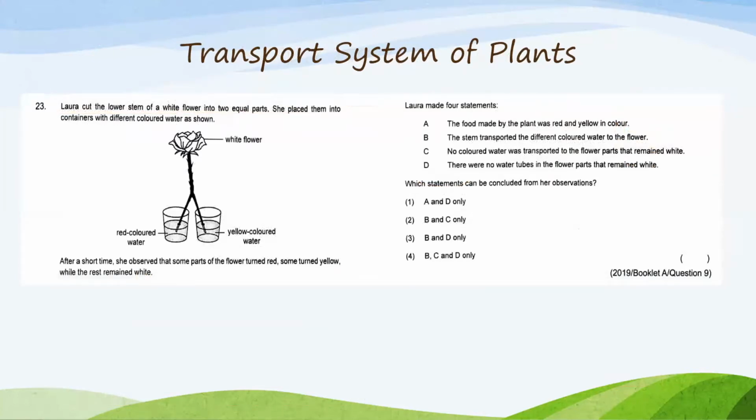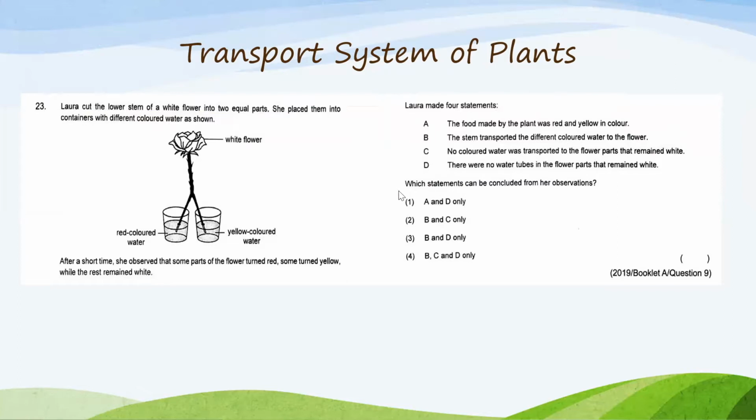The first one is that the food made by the plant was red and yellow in color. B, the stem transported the different colored water to the flower. C, no colored water was transported to the flower parts that remain white. D, there were no water tubes in the flower parts that remained white. So they're asking which statements can be concluded from observations. Basically, which statements is the right statement.